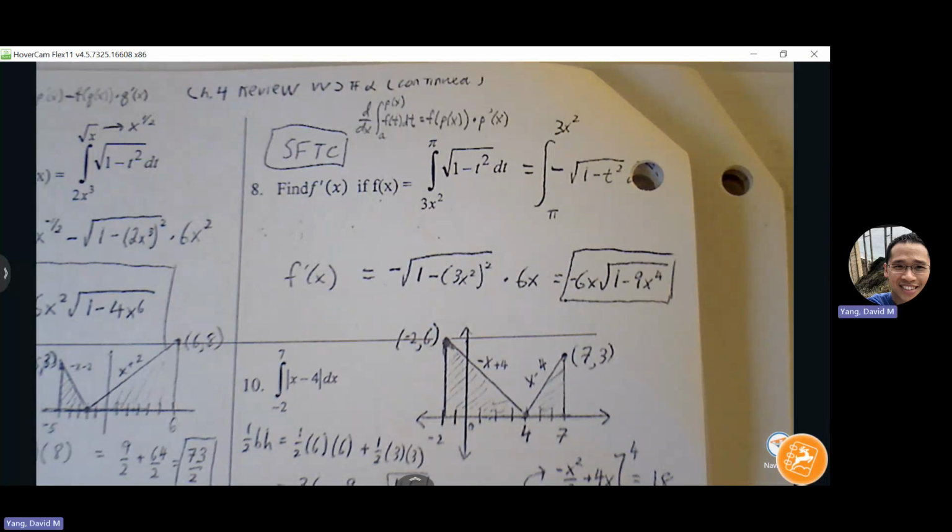It's not necessary. You're right. You can just do 0 minus that lower bound and you'll get the same answer that way too. Yeah, you can do it that way.